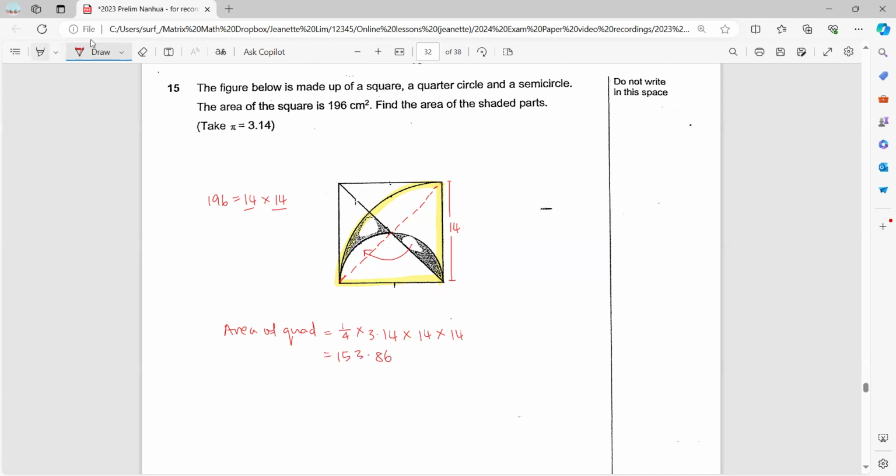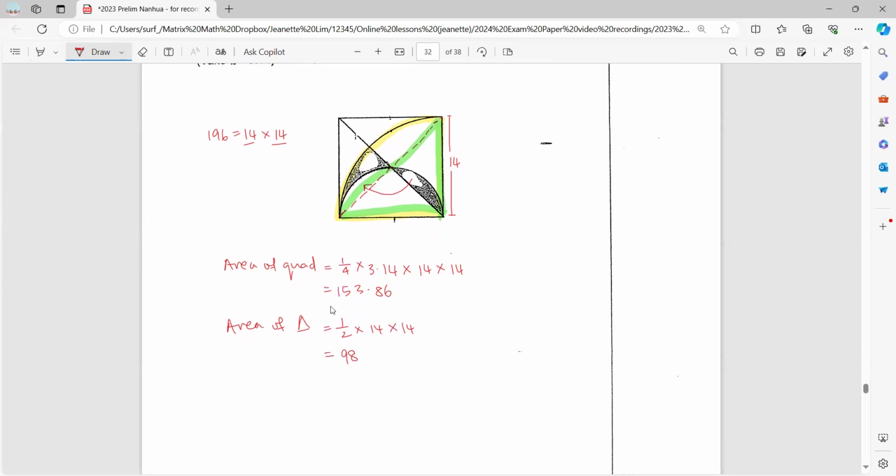Then next, I want to take away the triangle, which is this. So half the area of the triangle: half times 14 times 14, which is 98. Now take the quadrant minus away the triangle to get your half petal. Quadrant 153.86, then minus away the triangle, minus 98, which is 55.86.